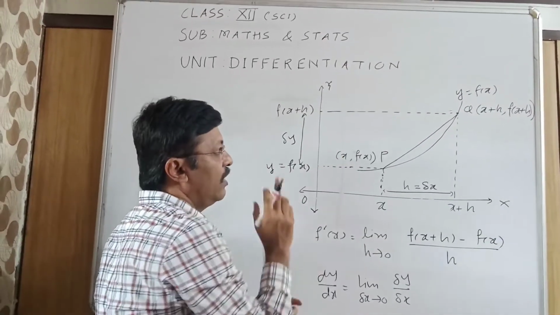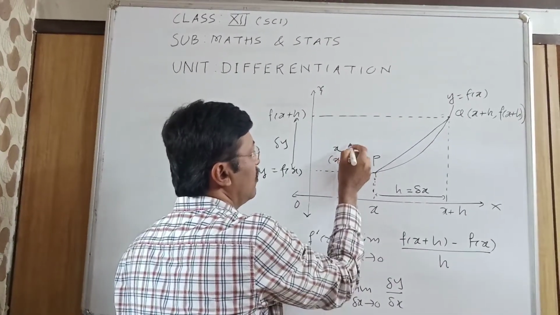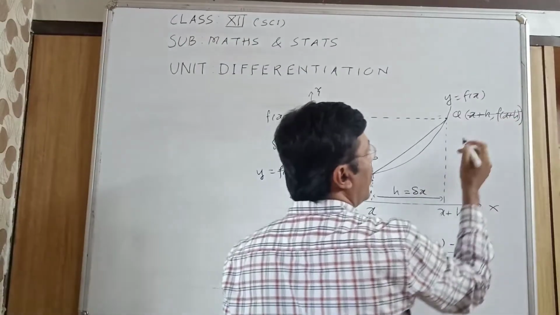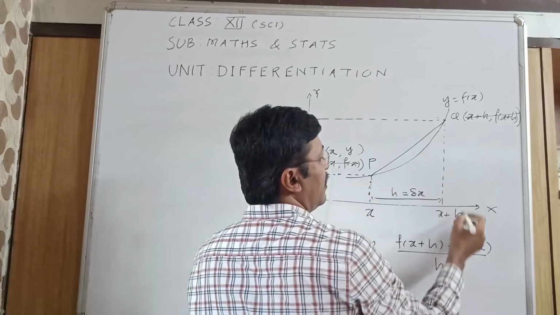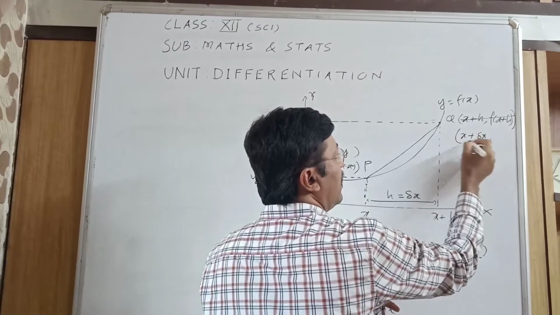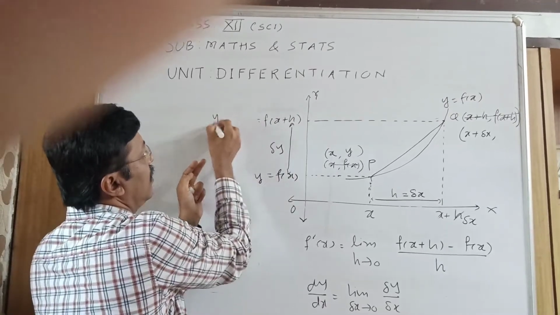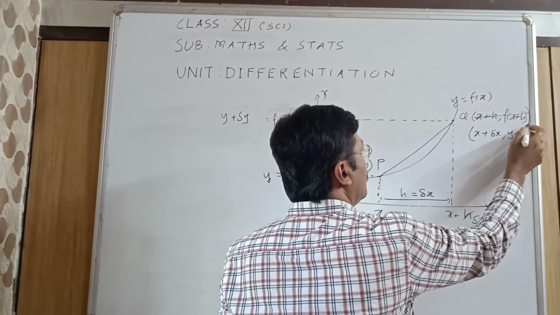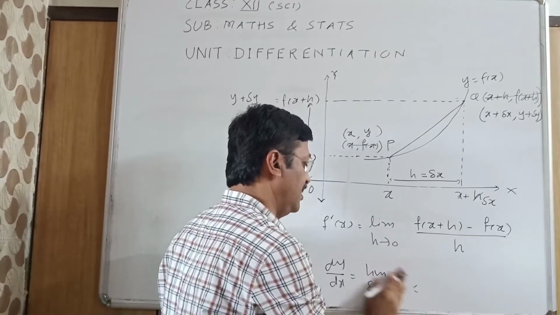So now the coordinates of point P are x, y, and the coordinates of Q in new terms are x plus delta x, and y plus delta y. So in new terms, now f(x plus h) will be replaced by this.